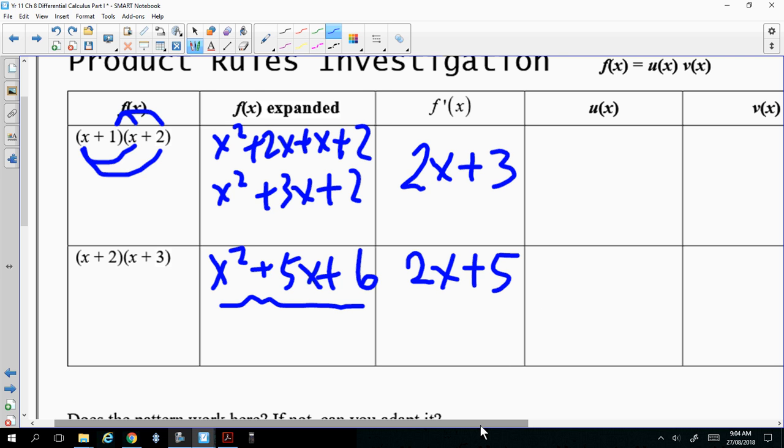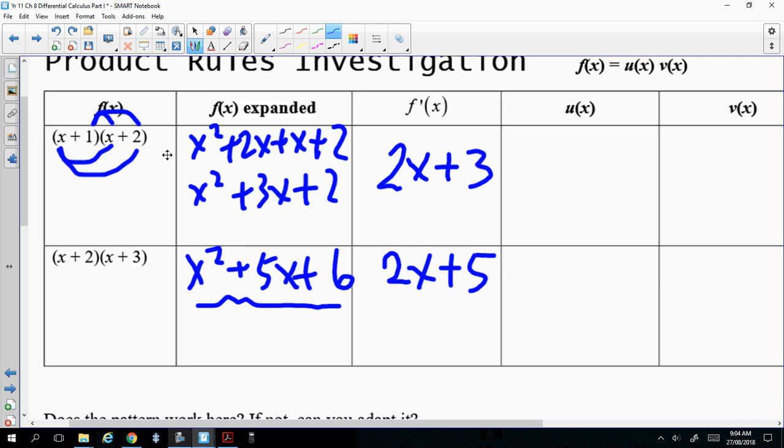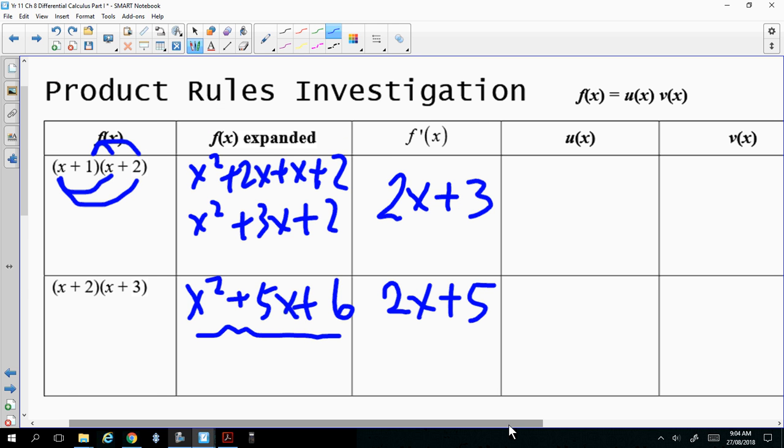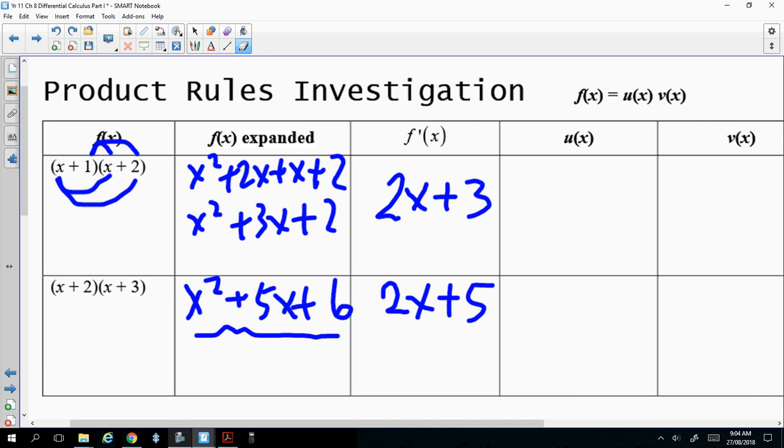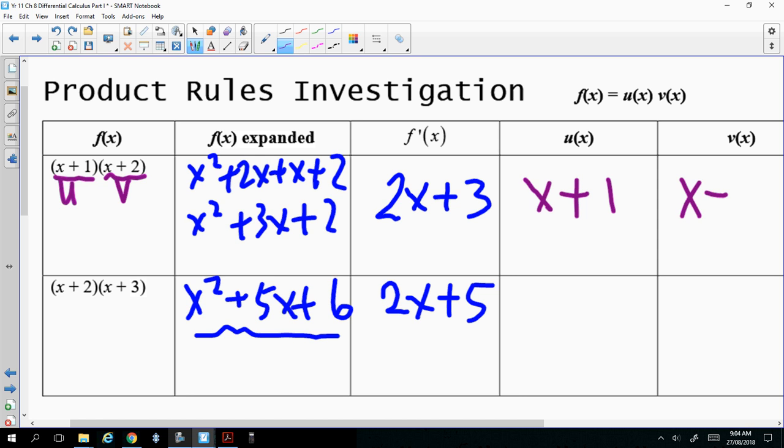Okay, now we know how to find the derivative by expanding. Let's see if we can differentiate it without expanding, see if there's any connection. So what we're going to do is this. We're going to rub this off so that you won't be confused. We're going to call this u, call this v, like u as the first factor, v as the second factor. Let's write it down. U is x plus 1, v is x plus 2. So we break each of these down into two components, the first factor and the second factor, and see if the derivative has any connection with the first and the second factor.